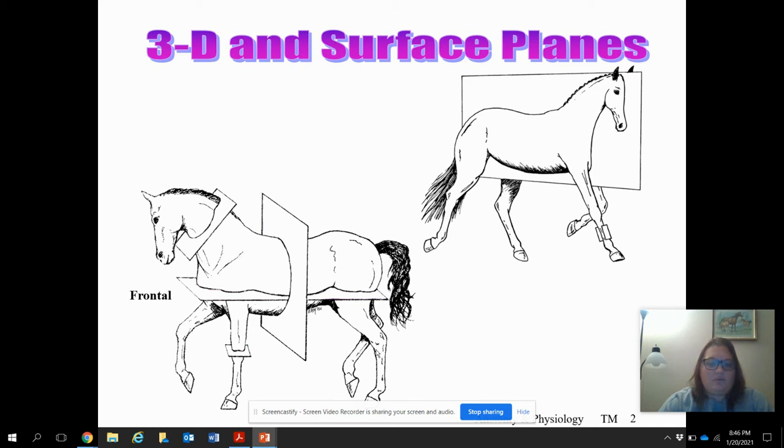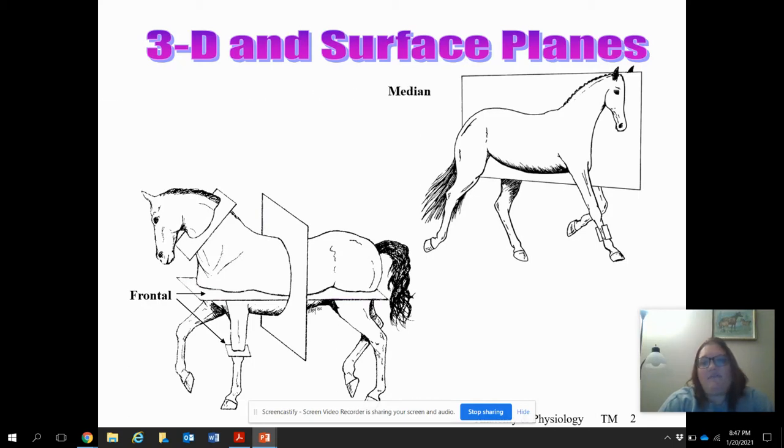So the frontal plane divides dorsal from ventral. Dorsal is along the back and ventral is along the belly region. It also divides proximal from distal. So the frontal plane divides two things: dorsal from ventral, but also proximal from distal.